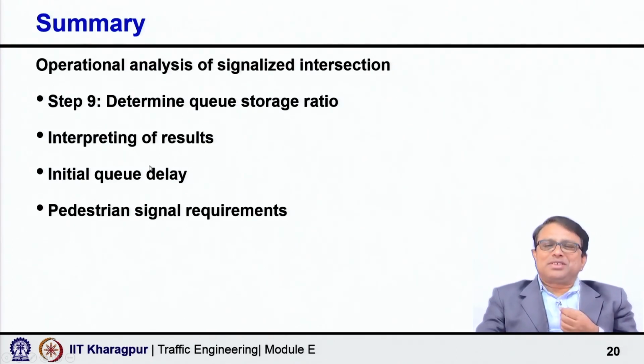If I have to summarize, today we discussed how to determine the queue storage ratio, how to interpret the results, further understanding of possible scenarios, and how to calculate the initial queue delay. Also, I briefly mentioned the pedestrian signal requirements, how for the existing signal the green time given for pedestrians can be judged for adequacy. So, with this I close week 2, and thank you so much.